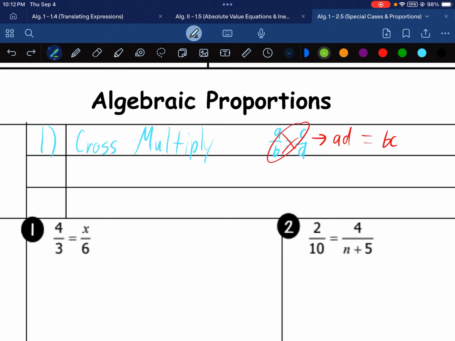Then step 2 is to distribute if necessary. That's part of the cross multiplication.